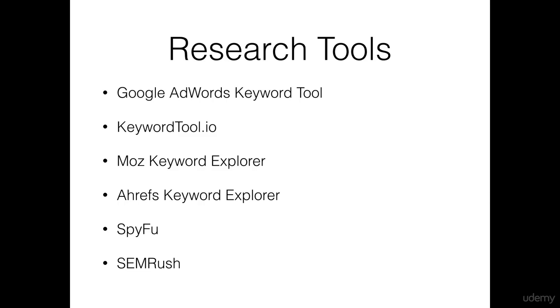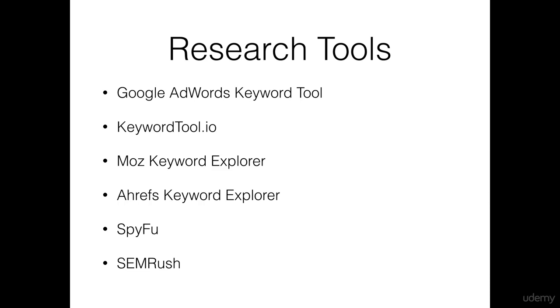Now, some research tools that you can use to do all of this stuff. Google AdWords keyword tool is probably the easiest, and it's cheap because it's free. Another keyword tool, which I highly recommend, but it does cost $88 a month, is keywordtool.io. It's the go-to keyword tool that I use to do keyword research and to do topic research.